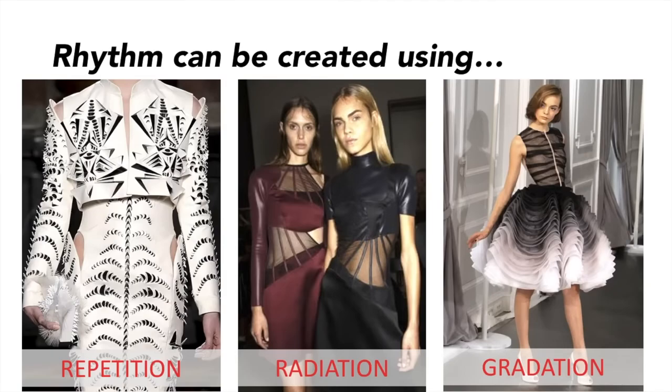Rhythm can be created when some elements are repeated, like lines or shapes. The repetition of a shape, or radiating lines, or gradation of color can create a pattern and movement and flow, almost like the beat of music. The eye travels along the repeated element, and we can see and feel the rhythm.